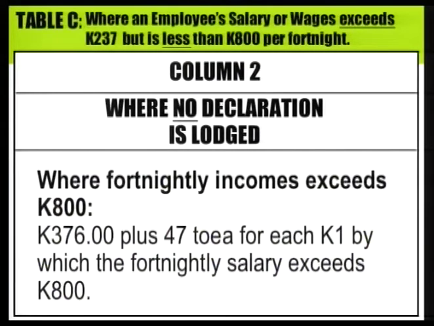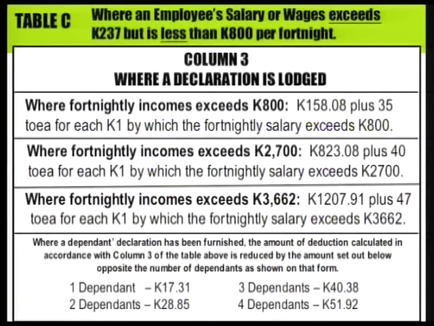You work hard for the money, but you have to pay tax. Column 3 is where declaration is lodged. Where fortnightly income exceeds 800 kina, this time you only pay 158 kina, 8 toya plus 35 toya for each 1 kina that exceeds 800 kina. It's less if you lodge a declaration.